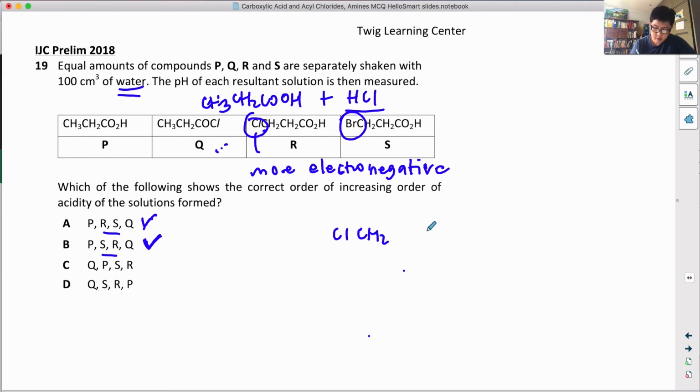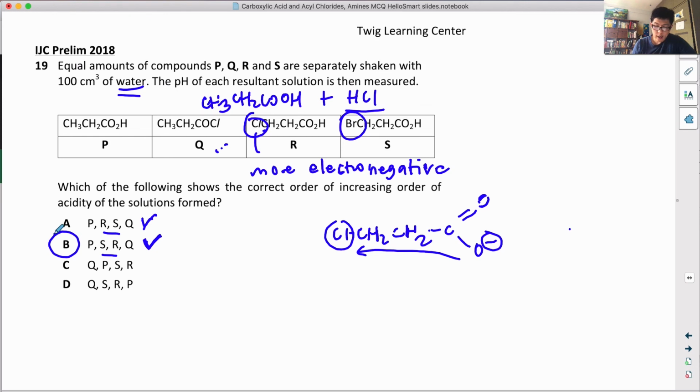CH2, sorry. So this C double bond O minus. So this Cl here is more electronegative, so it can pull and disperse the negative charge to a greater extent. It means R will be the stronger acid. So R being the stronger acid, the answer must be B.